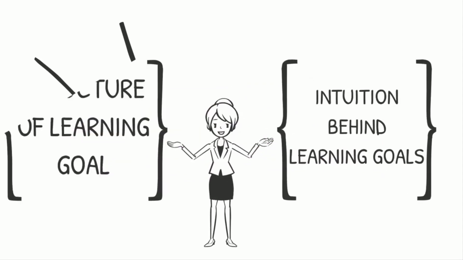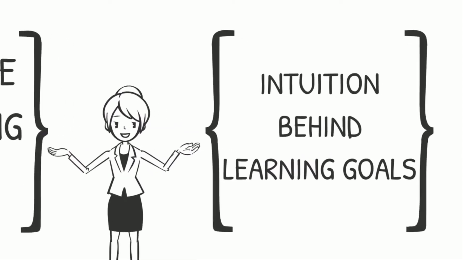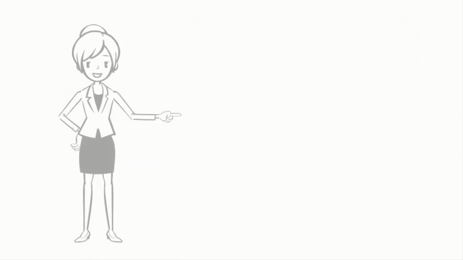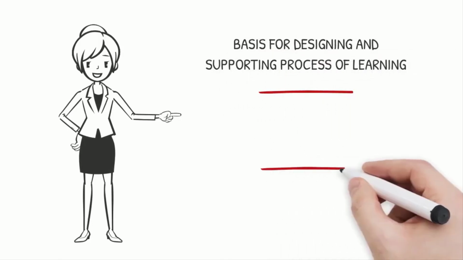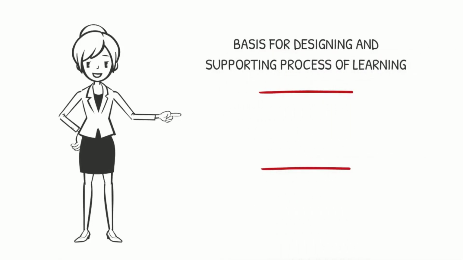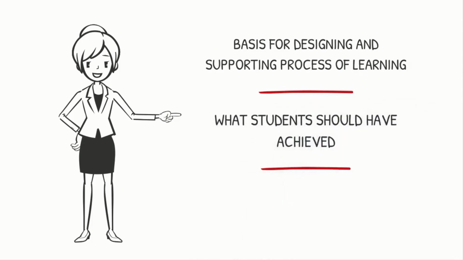Now that you roughly know what a learning goal looks like, we will focus on the intuition behind them. Clearly defined learning goals provide the basis for designing and supporting a process of learning. Simply said, a learning goal is a sentence that contains all information about what students should have achieved at the end of a learning process.